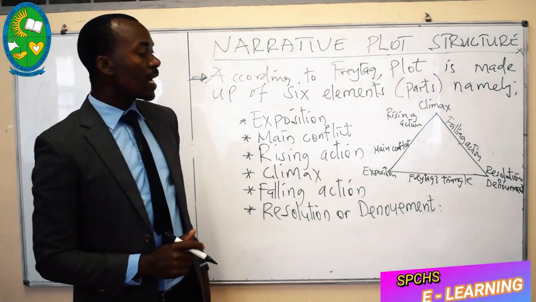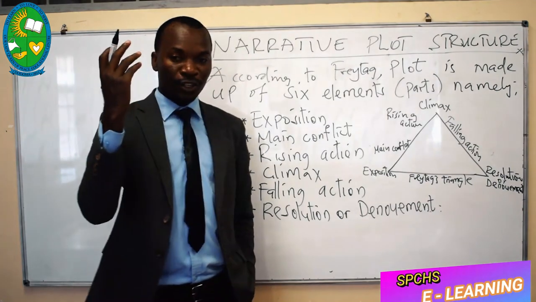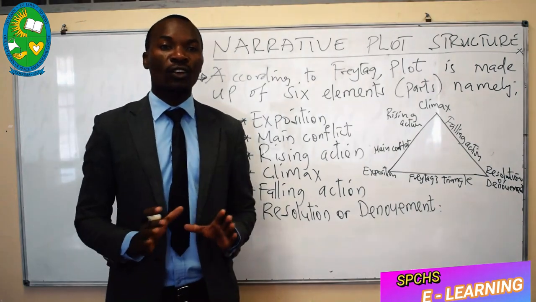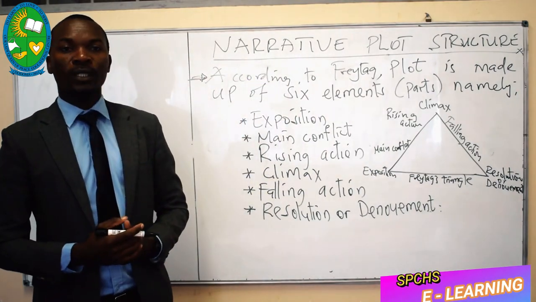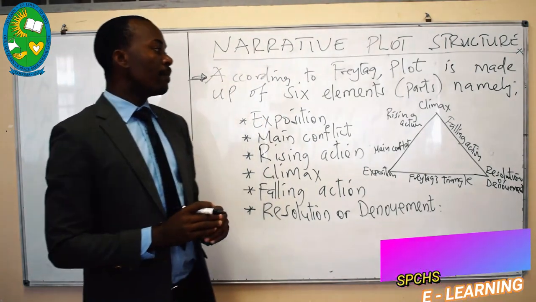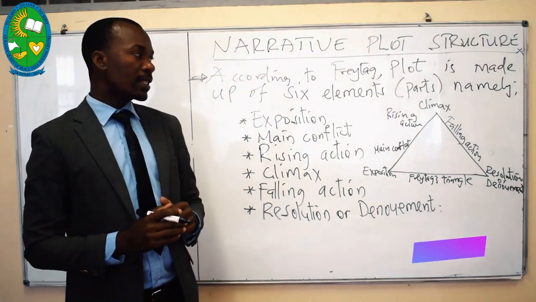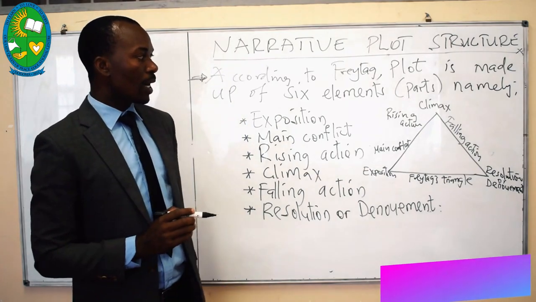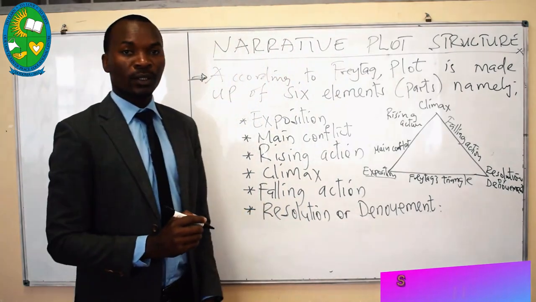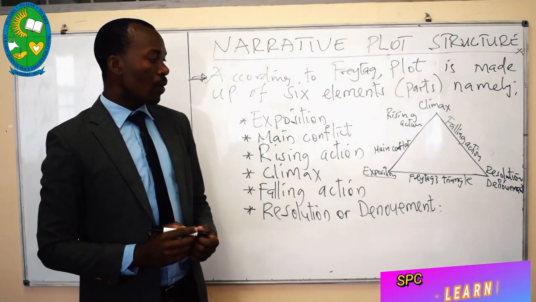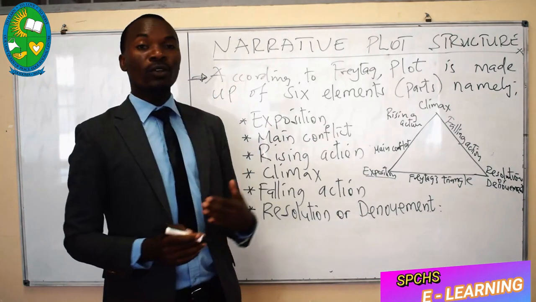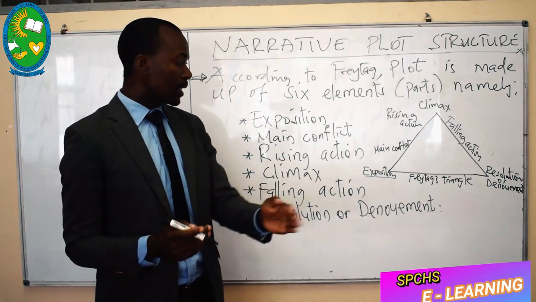We call it Freytag's triangle because it gives a picture of a triangle when you read a story. Any story has the following parts, which a reader needs to be introduced to so that the story can be followed, with the events arranged in a particular sequence. At the beginning we have what we call exposition. When we start reading a book or watching a movie, we have exposition, which will be explained later on.